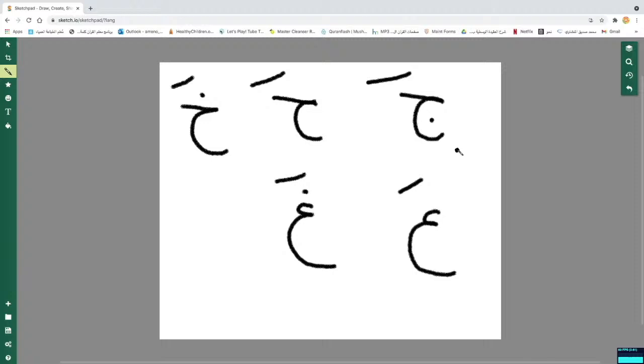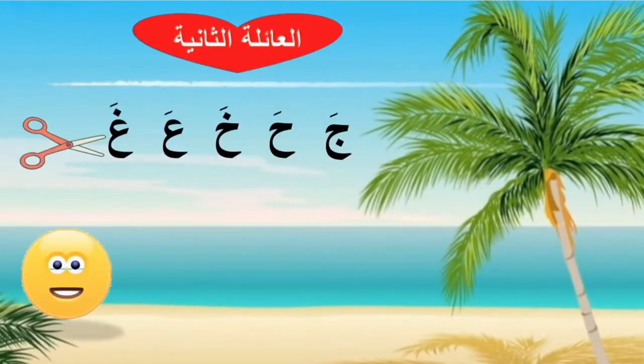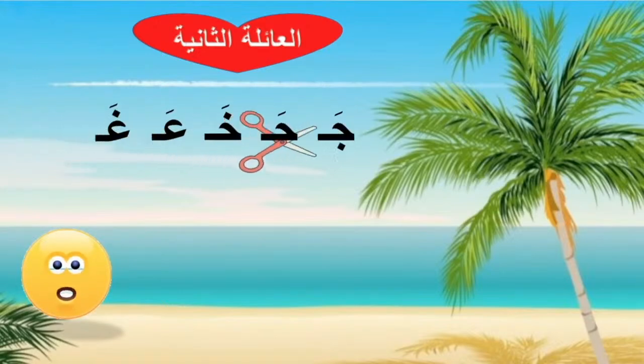Okay, let's see what happens to these letters when they come in the beginning, middle, and end of the word. So why did I put these 5 letters together in one group? I put them in one group because of the way they look in the beginning, middle, and end of the word. So when they come in the beginning of the word, the scissors come and cut their big belly, as you see here, okay? So they all act the same way.